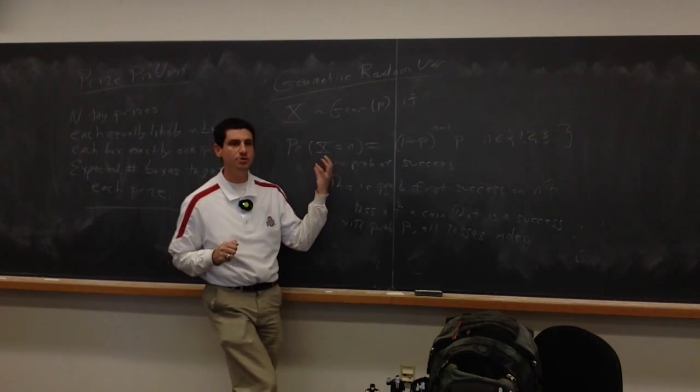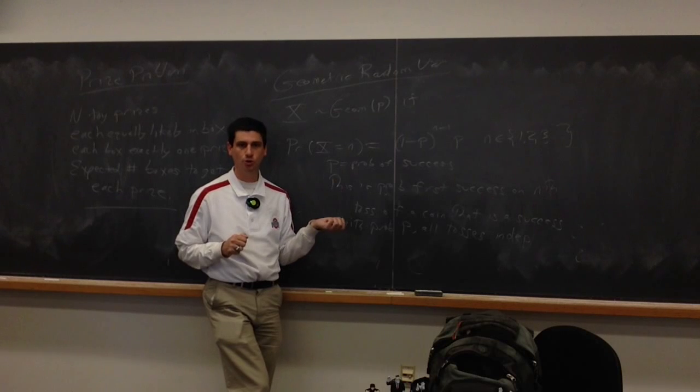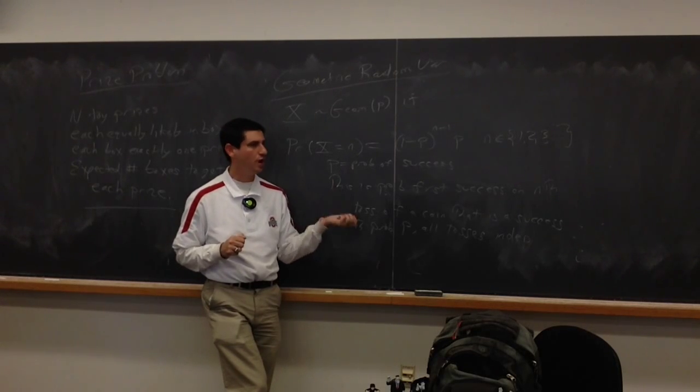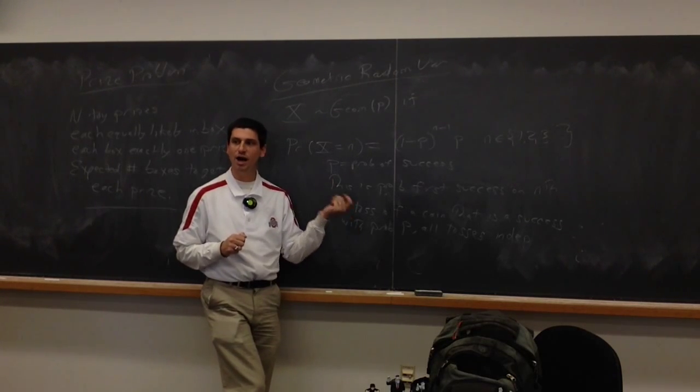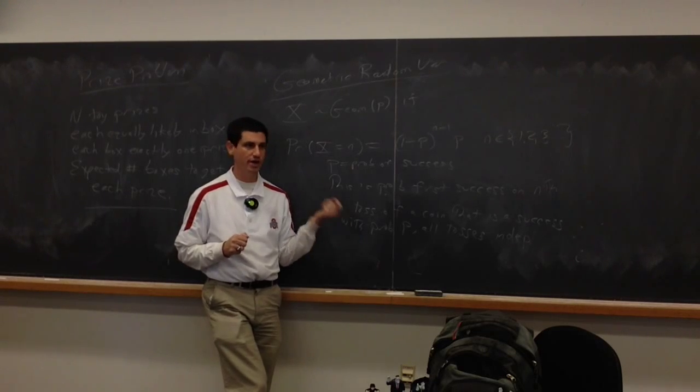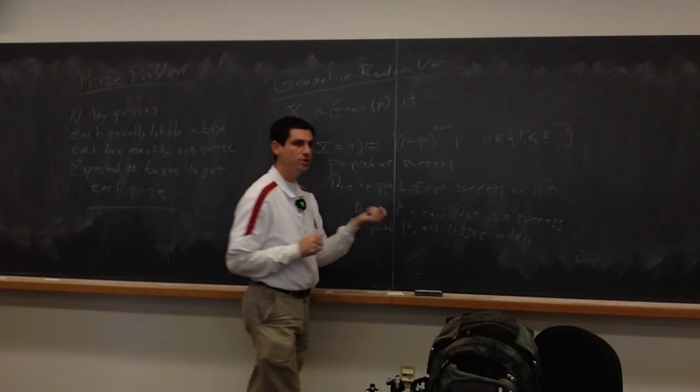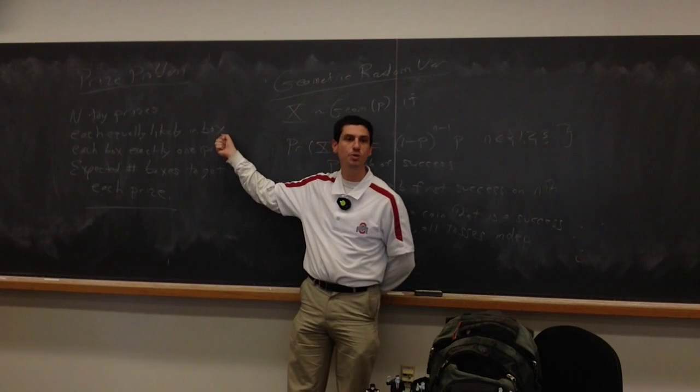So we have a nice interpretation for what this is. We keep tossing a coin, and then we stop once we finally get a head, and we want to know how long do we wait. And once we have a head, it's a success. Hopefully you can begin to see why this might be related to the toy problem.